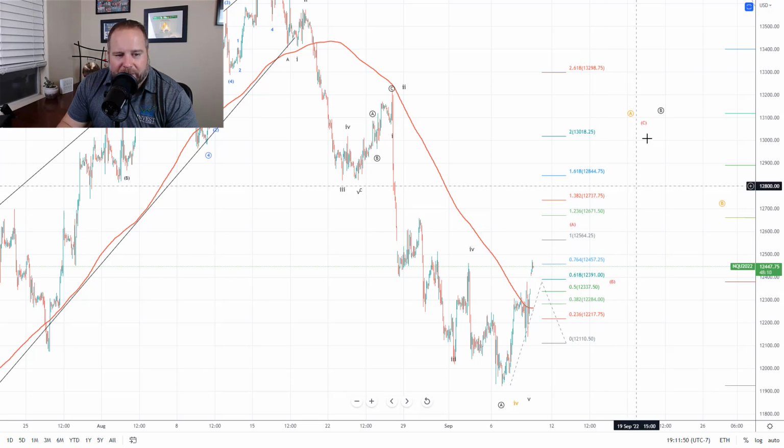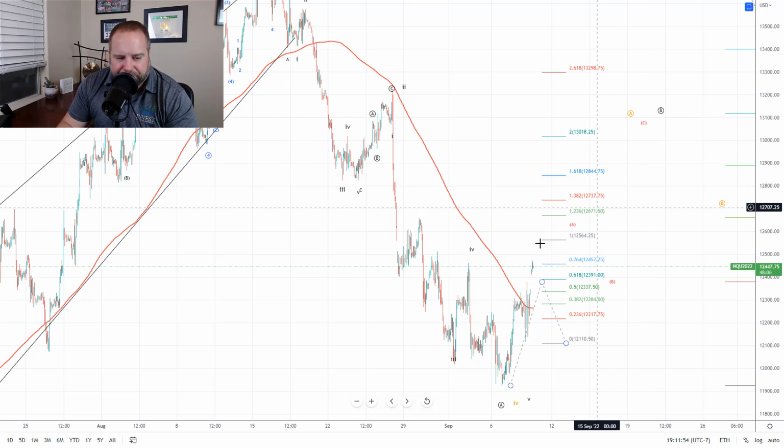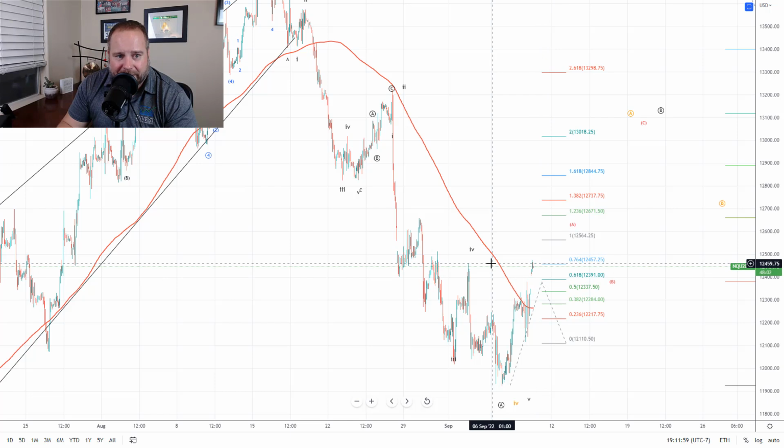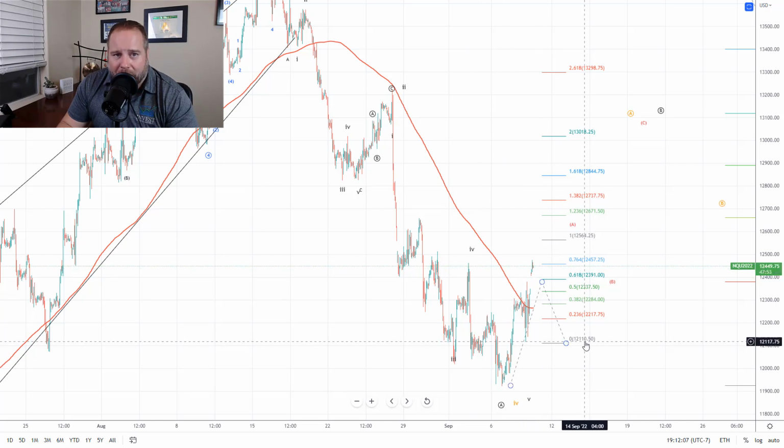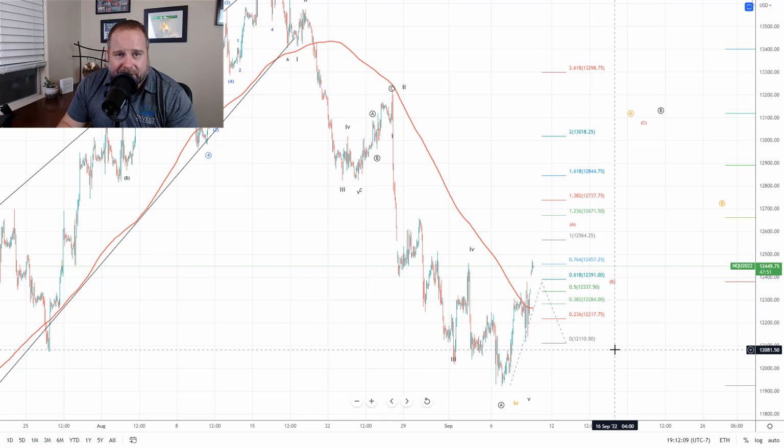Then we would look for a B wave and then a C wave up to complete one of these two waves higher. The secondary path is if they cannot push over this 12,460 level right here, this wave 4 high. If they can't push past that and they reject, a break of 12,110 here would likely lead us lower towards 11,850 or 11,800.